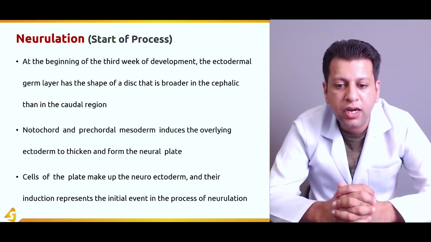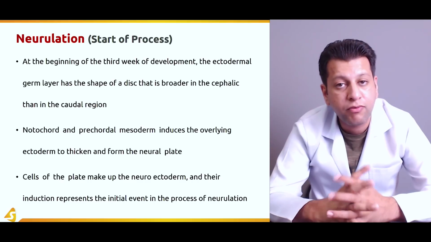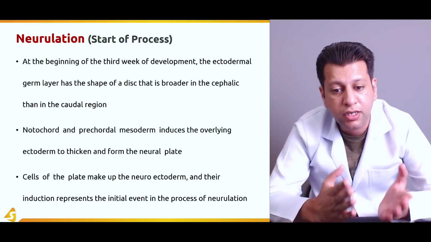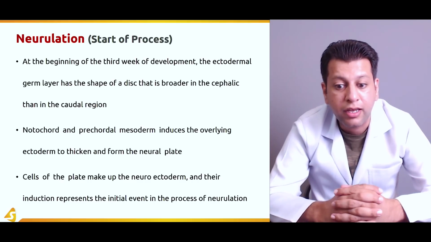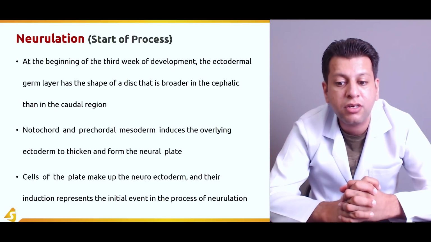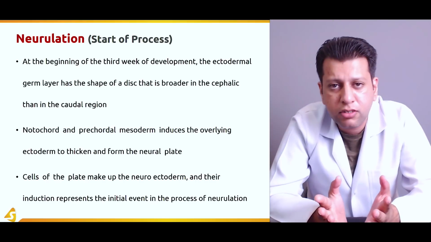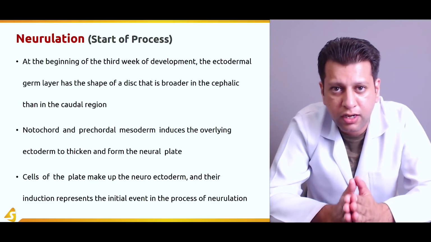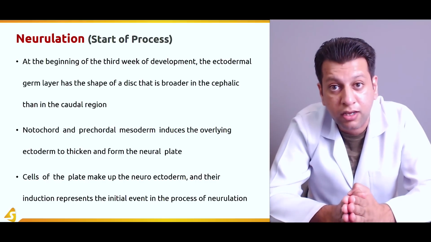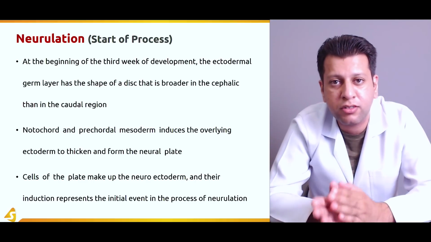The notochord and precordal mesoderm induce the overlying ectoderm to thicken and form a neural plate. Formation of the neural plate from the notochord is termed as neurulation. And cells of the plate make up the neuroectoderm, and the induction represents the initial event in the neurulation process. How exactly this process occurs is still unclear. There have been certain genes which are involved in this process.